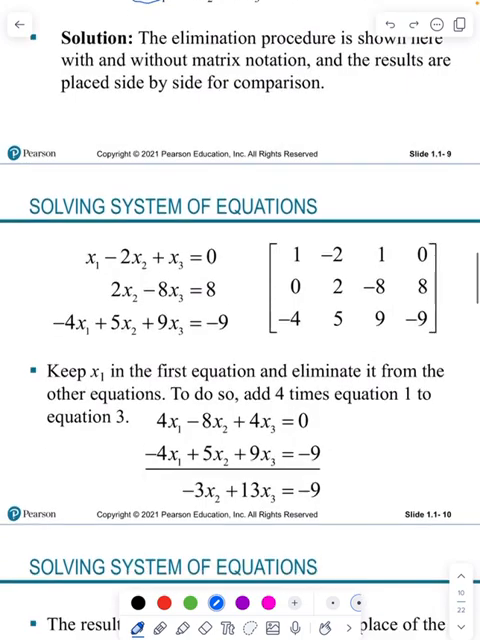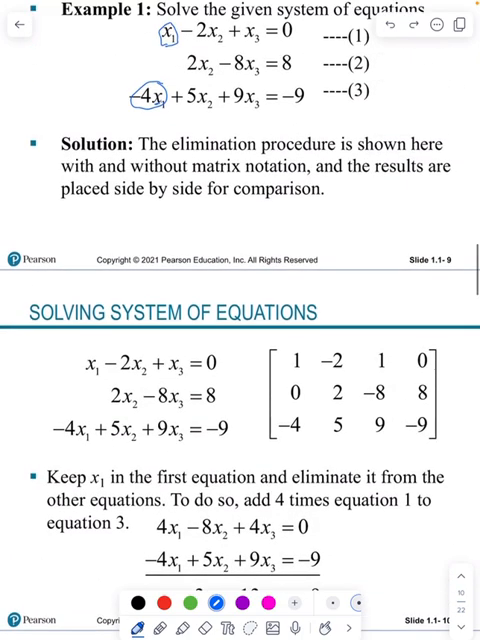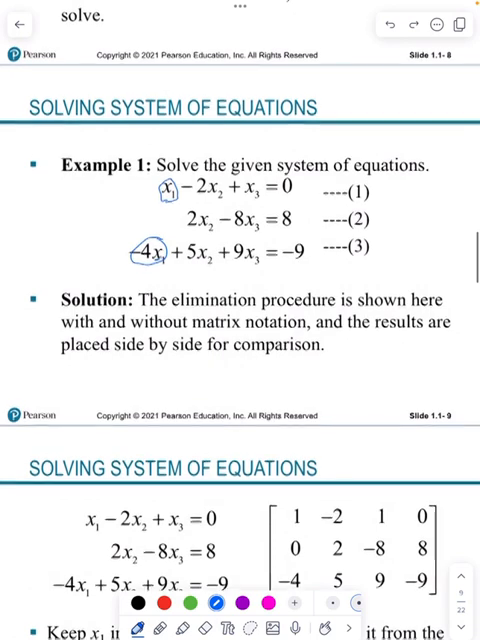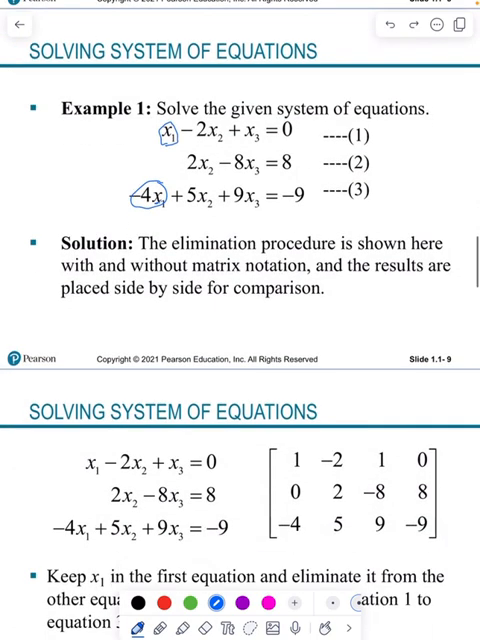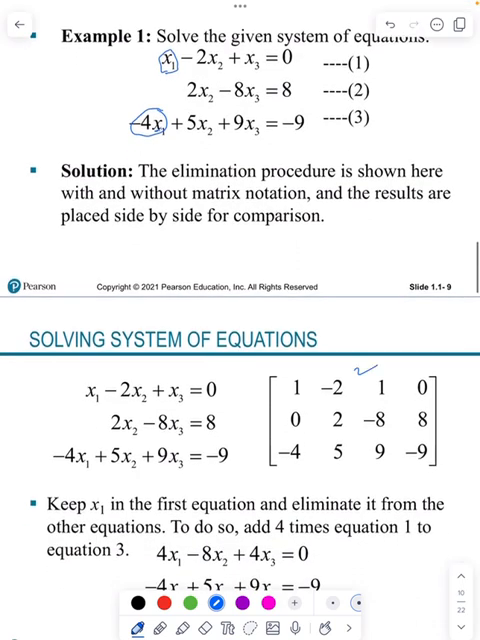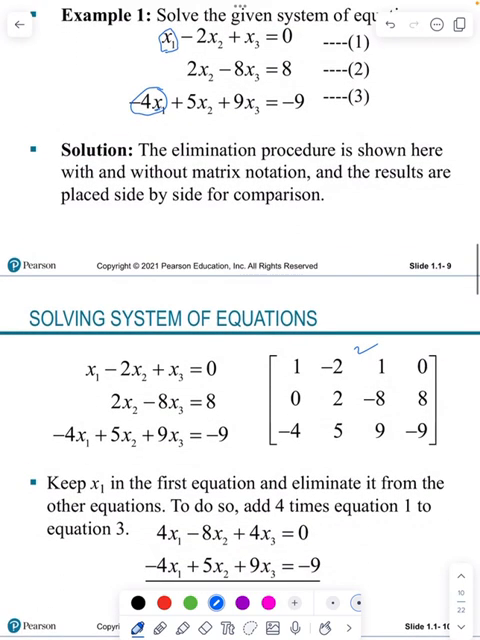This is an example. We have to solve the given system of equations. This is the system of equations, and we write the augmented matrix on the side here. So this is the augmented matrix. Now, as I mentioned before, this is what the process looks like. The first thing is to have the first variable in the first row, and probably have its coefficient equal to 1.